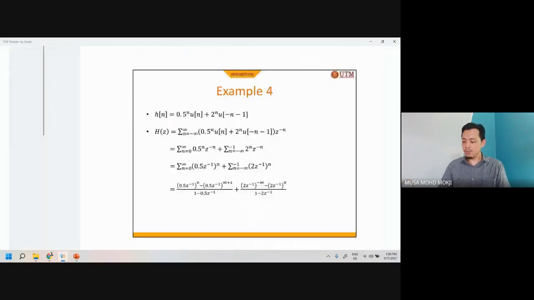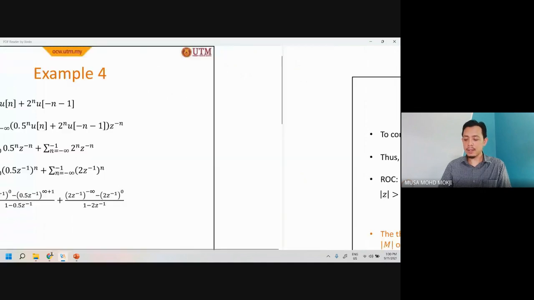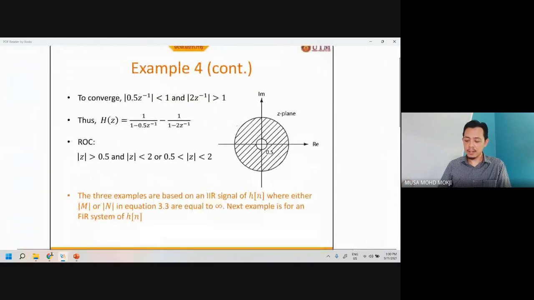Okay, and then if you go for another example, do that as an exercise. You will get something like this: the ROC |z| is greater than 0.5 and |z| less than 2. So you have two things: one is |z| less than, another one is |z| greater than. So whenever you see a less than, it will be non-causal. So this is the third shape. ROC will have only three shapes. Only the first shape, which is right-sided, will give you a causal system.